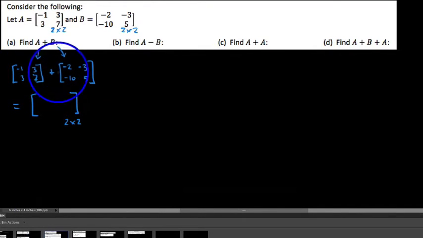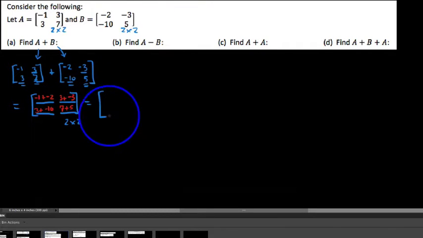Basically, we're going to take -1 plus -2 to get our new entry in this top left corner, because those were the entries in both of those positions. If we go over to the first row, second column, that would be this and this: 3 plus -3. If we go down to the second row, first column, plus the second row, first column, would be 3 plus -10 here. And then our second row, second column, which would be this 7 plus the 5, is just 7 plus 5. So showing my work, this is essentially what we're doing here. We're just adding up all the entries that occupy the same positions.